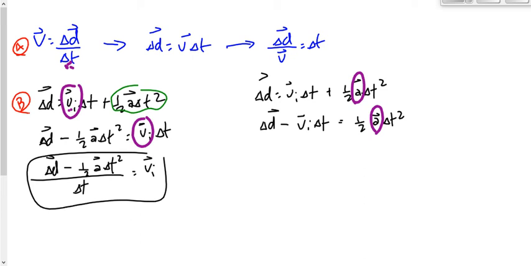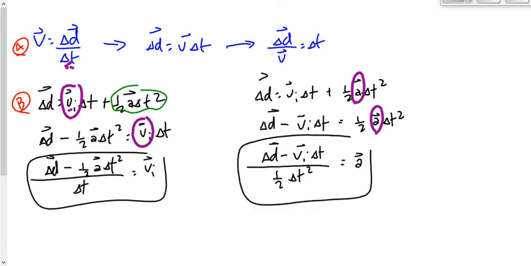Now let's get rid of what is attached. What's attached to the A? The half and the T squared, right? We can take them over one by one, but it probably makes sense to just take them over together. We're going to say D minus VIT over 1/2 T squared. 1/2 times T squared is multiplied by A, so let's take it over by dividing. Equals acceleration. Make sense?